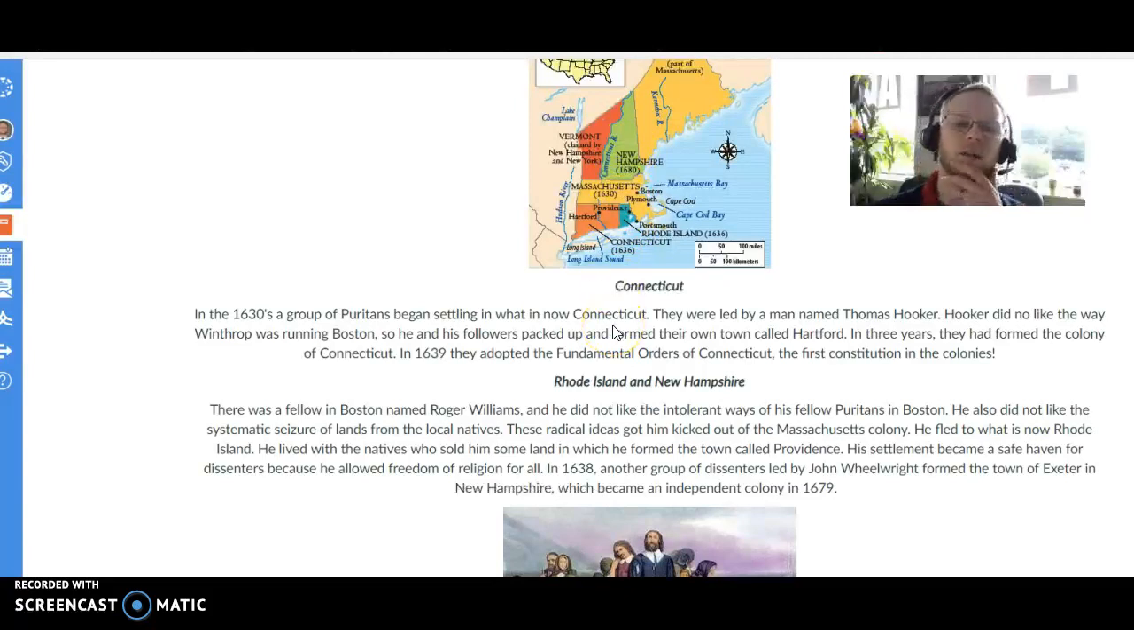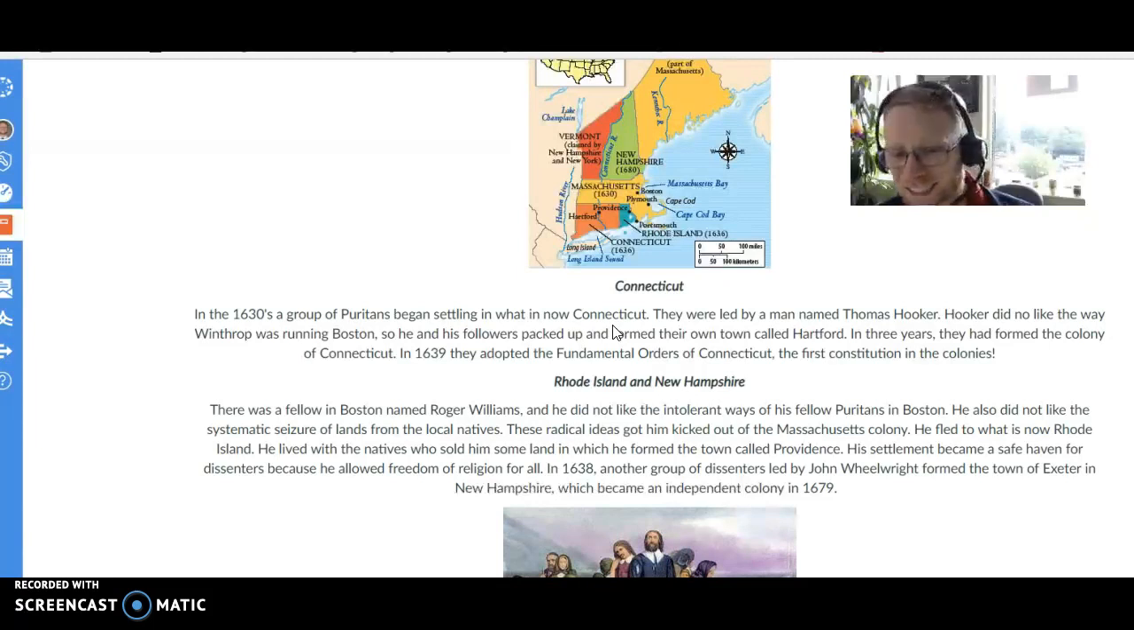There was a fellow in Boston named Roger Williams, and he did not like the intolerant ways of his fellow Puritans, so he broke off and went to live with the natives. He also didn't like how the natives were being treated. The radical ideas that got him kicked out of the colony were this: you should be nicer to the Indians. We don't like you being so intolerant. So he went off and made his own settlement with some land that was sold to him by the natives. He called his little town Providence, and it became a safe haven for dissenters because he allowed you to practice any religion you wanted.